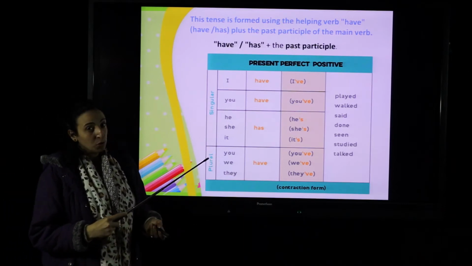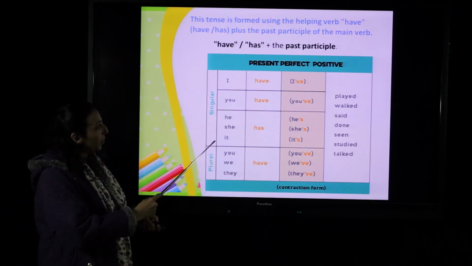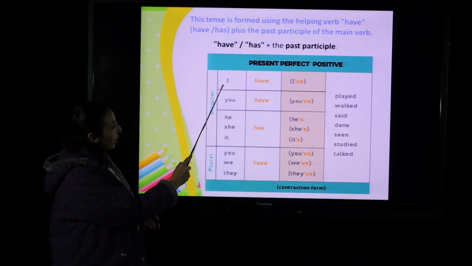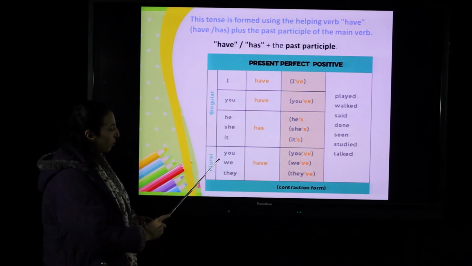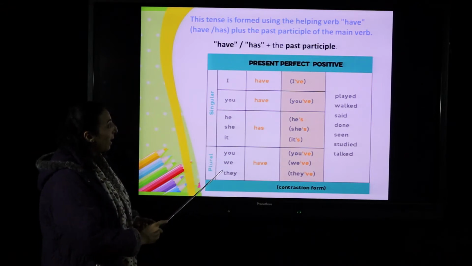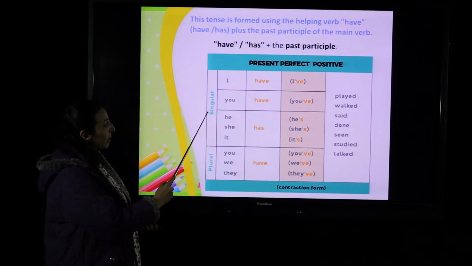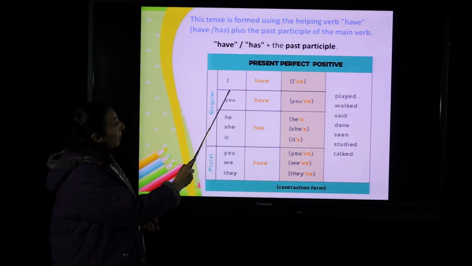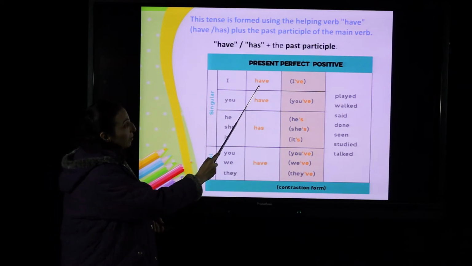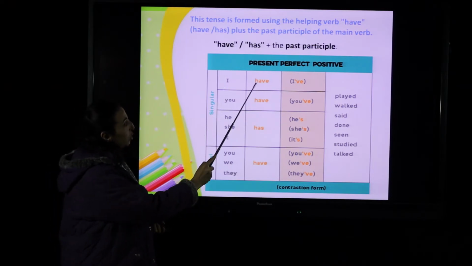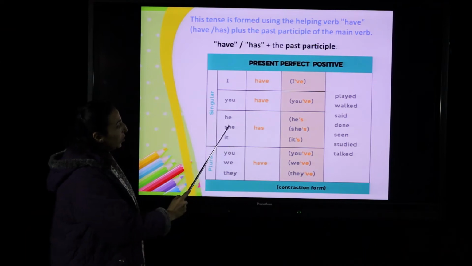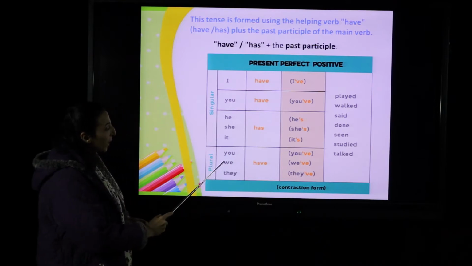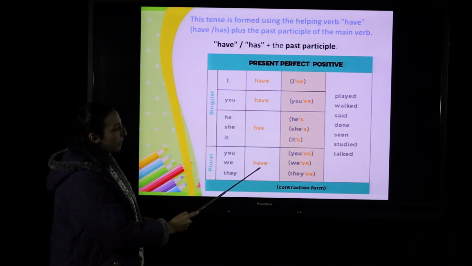When we are going to write the verb, we are going to write it like this. We have here the subject pronouns I, you, he, she, and it, and we also have you, we, and they. These are singular pronouns and these are plural pronouns. For I, it will have the verb have. You have. He, she, and it, the helping verb will be has. You, we, and they, the helping verb will be have.